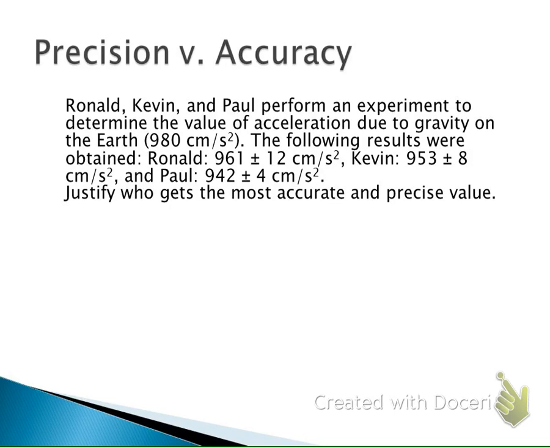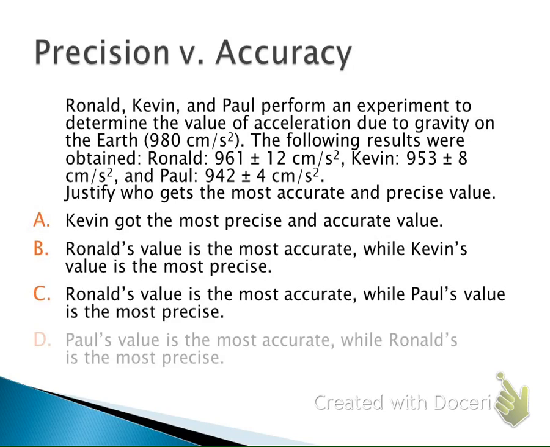Okay, can someone tell me, or does anyone have any idea what the plus or minus 8, plus or minus 12, or plus or minus 4 means? Yeah, essentially give or take. That means their measurements ranged 4 centimeters per second squared one way and 4 centimeters per second squared the other way, okay? Or 8 one way, 8 the other way, or 12 one way and 12 the other way. That's what that plus or minus means. That gives us the variance that they had in their measurements. Okay, so who can tell me who has the most accurate? Oh, here's our multiple choice answers here.